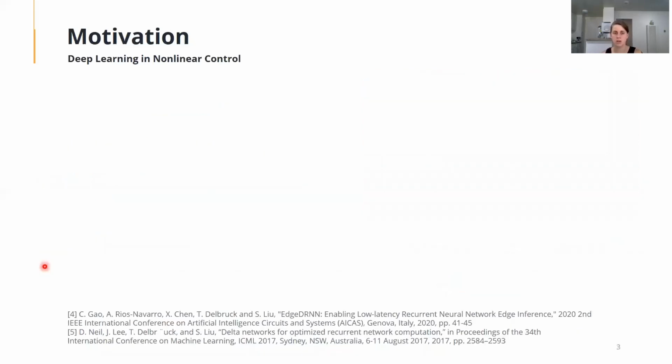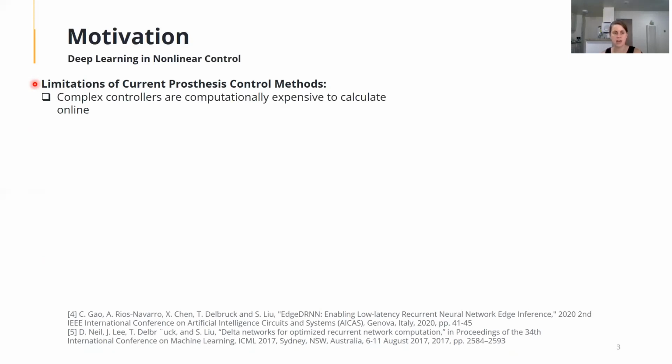Most powered prostheses are controlled by impedance control, which requires a lot of hand tuning. However, our lab developed a trajectory tracking method that does not require as much hand tuning. The limitations of this current prosthesis control method, though, is that complex controllers are computationally expensive to calculate online.